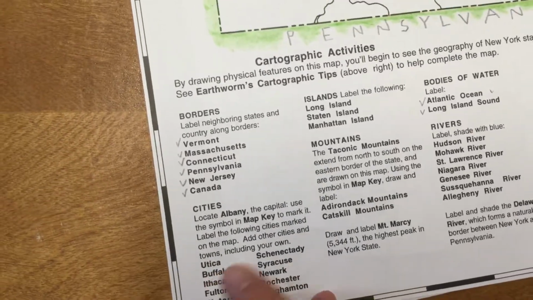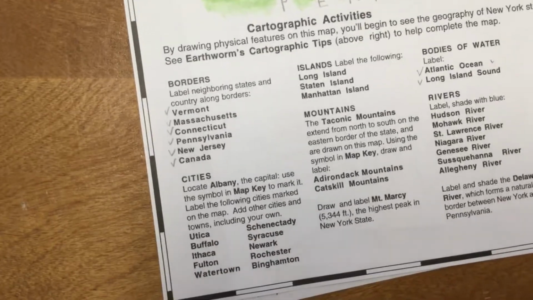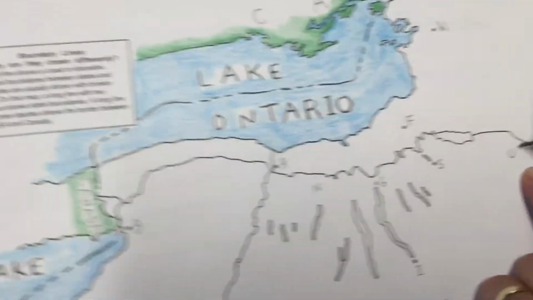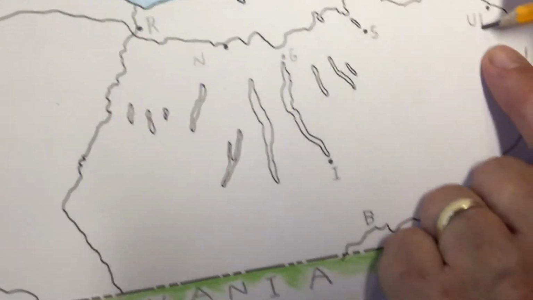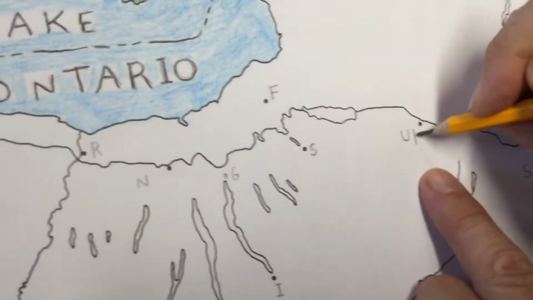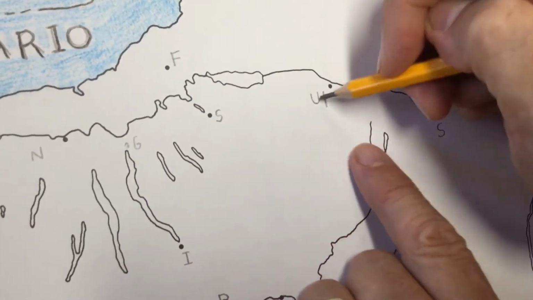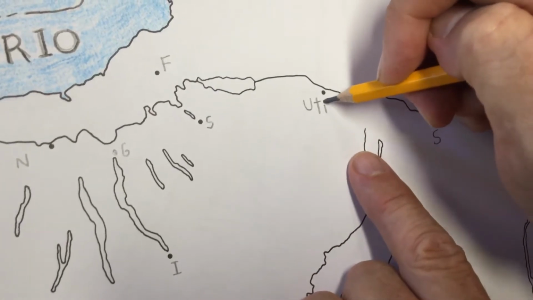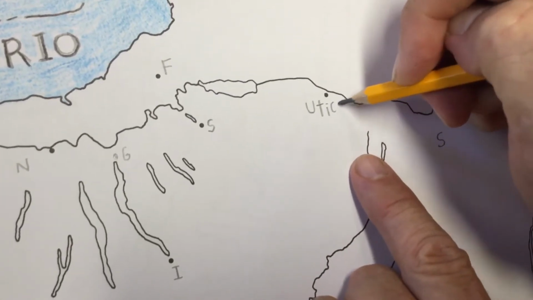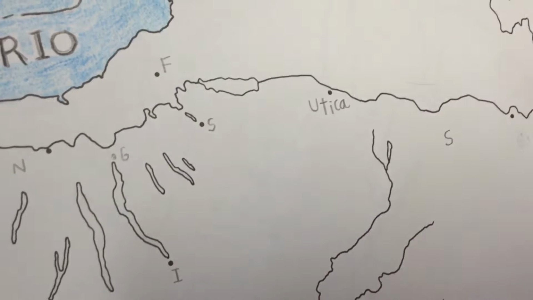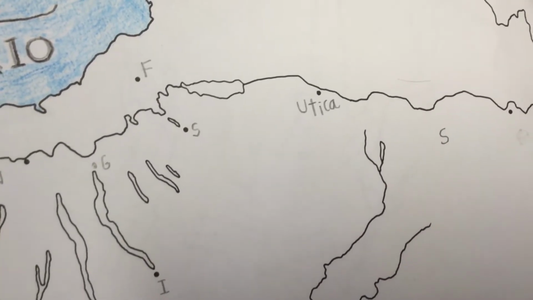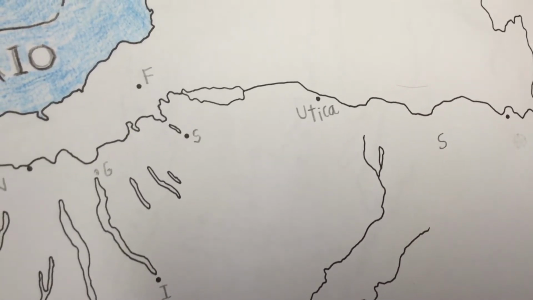You can show the map here where I'm going to label this map. I'm going to label this city of Utica. U-T-I. I'm going to put it right below the dot. Okay, so that's the first city in the list, Utica.